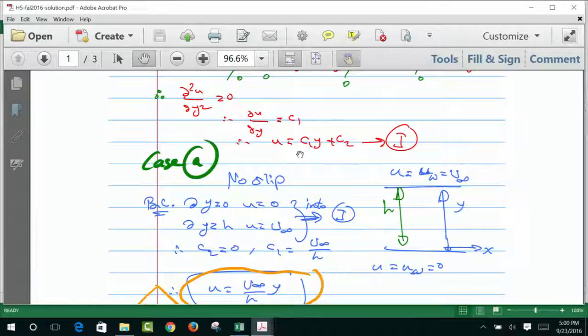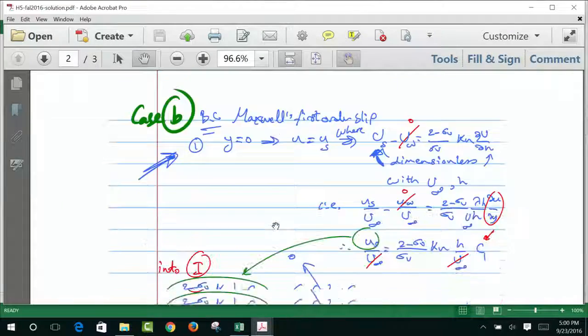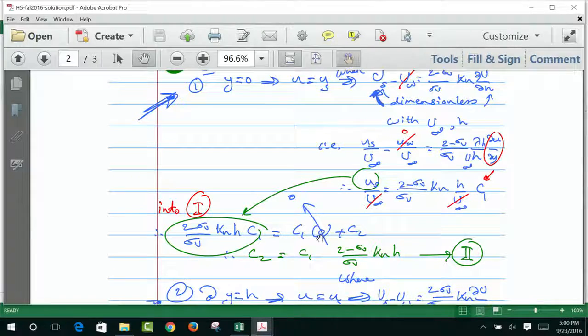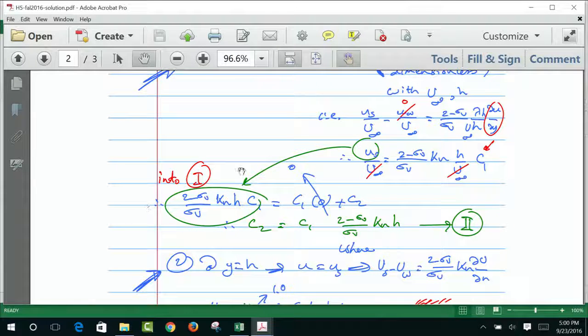U is equal to C1 y plus C2. I'm applying that at y equals 0. U should be 0, but because of the slip, it's not 0. It's a little bit higher. By how much? By the slip velocity: (2 minus sigma v over sigma v) Knudsen h C1. So this will give you one equation between C1 and C2.